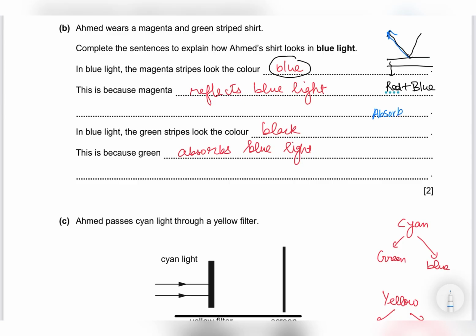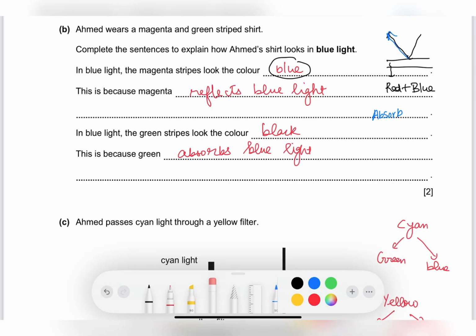All right, so what color will the magenta strip look? It will look blue. Don't worry, let me explain with the help of an example. If I ask you what is the color of an apple, you will say, sir, it is a very simple question. Apple is of red color, right?